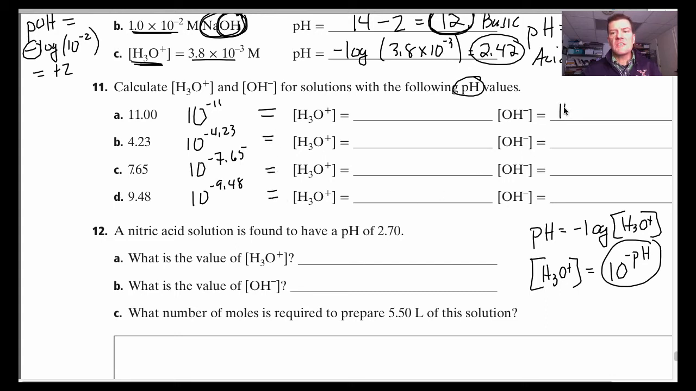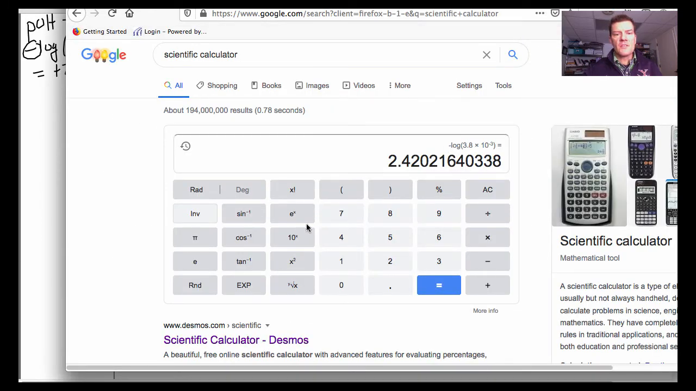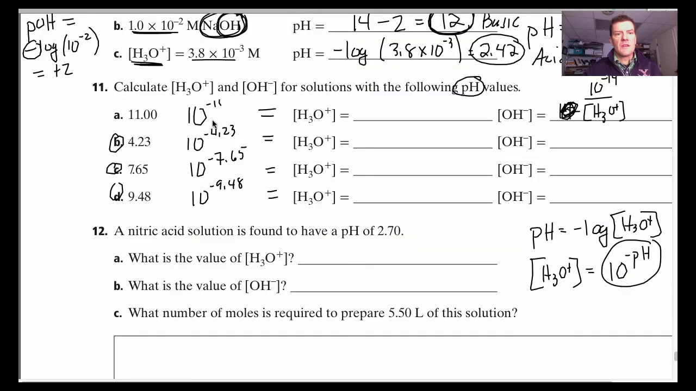Then you would do, my apologies, you would do 10 to the negative 14 divided by the hydronium ion concentration to get the hydroxide. I'll do one of them, and then you can do the rest of them. Okay, I'll do A. So 10 to the negative 11. We can just leave it as 10 to the negative 11, or 1 times 10 to the negative 11.